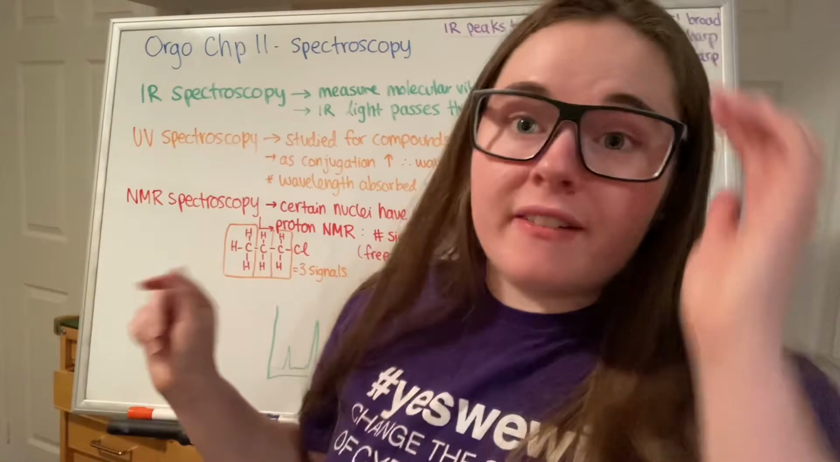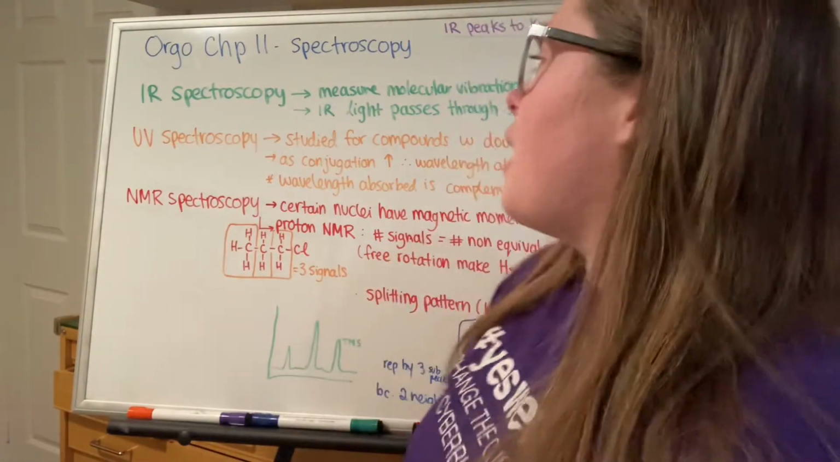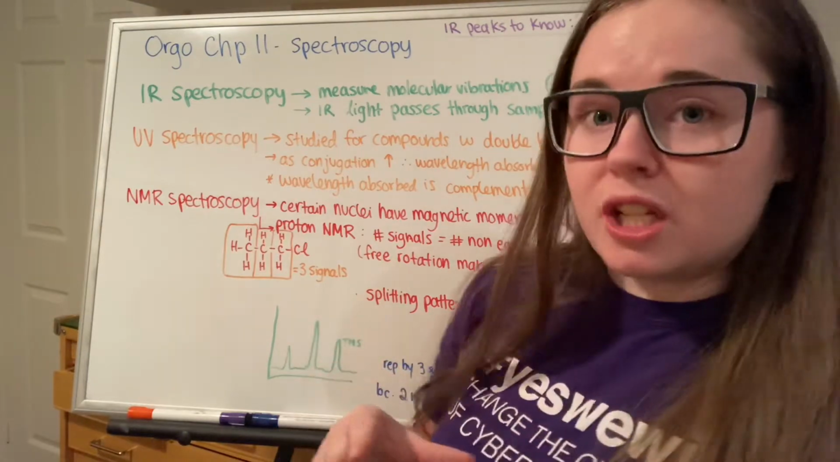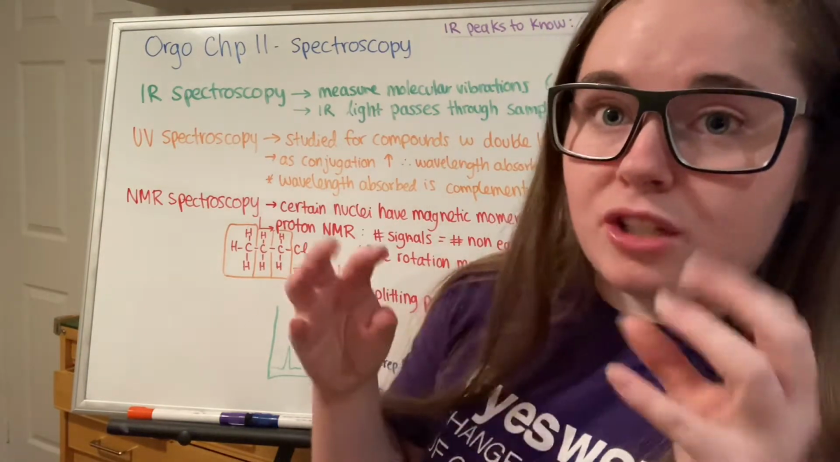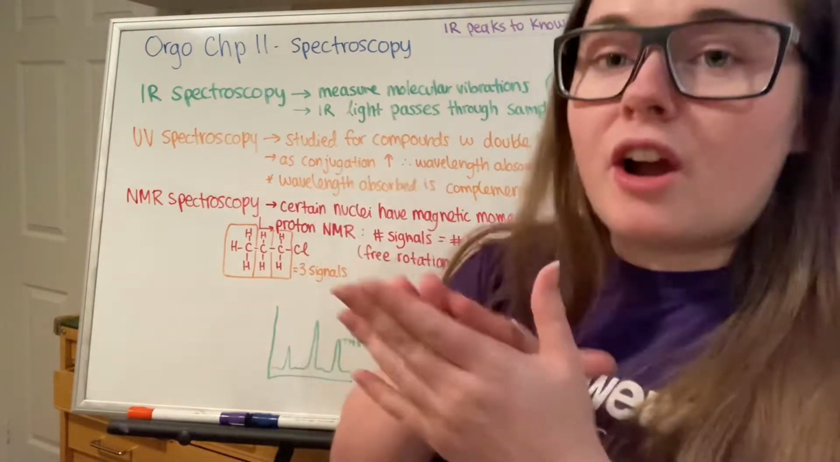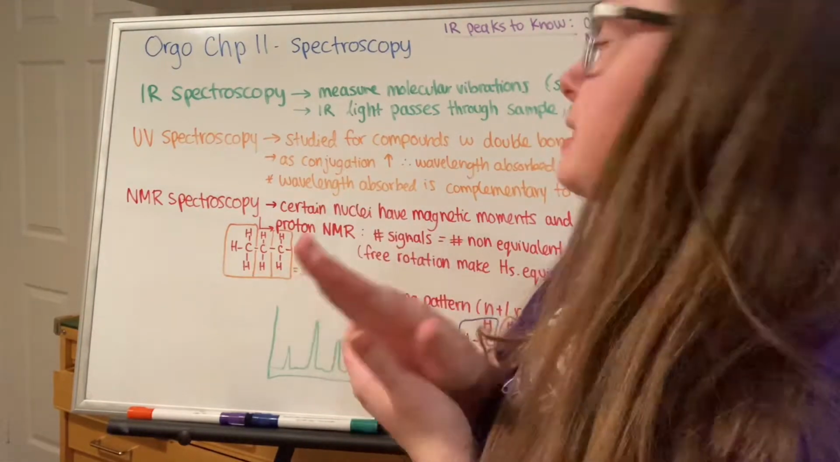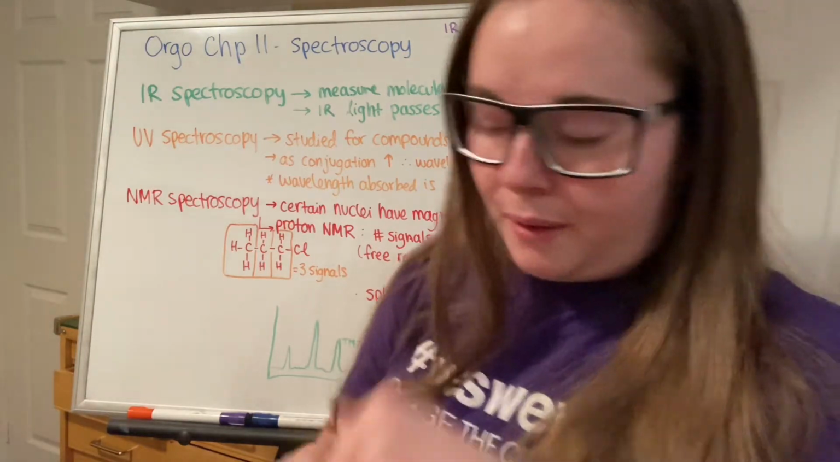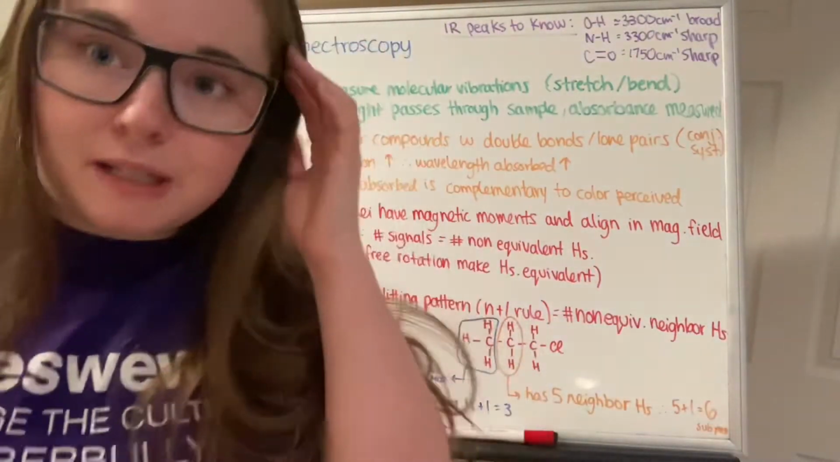So we have IR spectroscopy, and IR spectroscopy measures molecular vibrations, which can be seen as a stretch or a bend, by having IR light pass through a sample and the absorbance is measured. And so that's one type of spectroscopy.